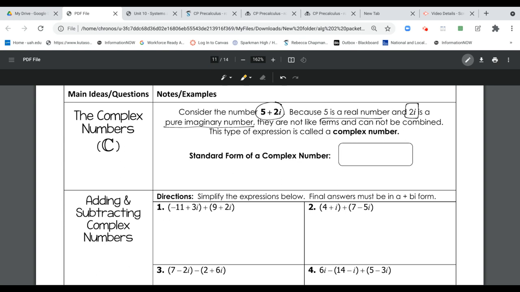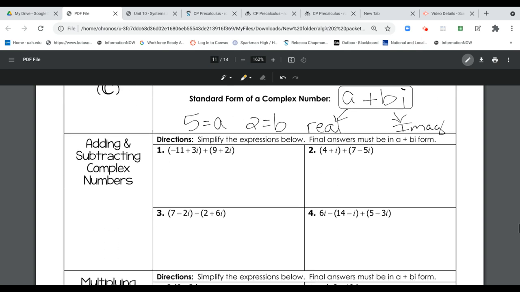So complex numbers are always in the form of a plus bi. This is the real part, such as the 5. And this is the imaginary part, such as the 2i. So 5 would be a and 2 would be b. Not 2i, but just the number in front of the i would be the b value.